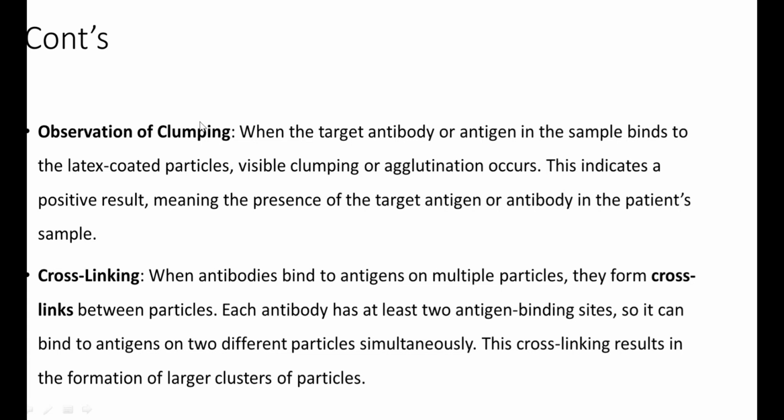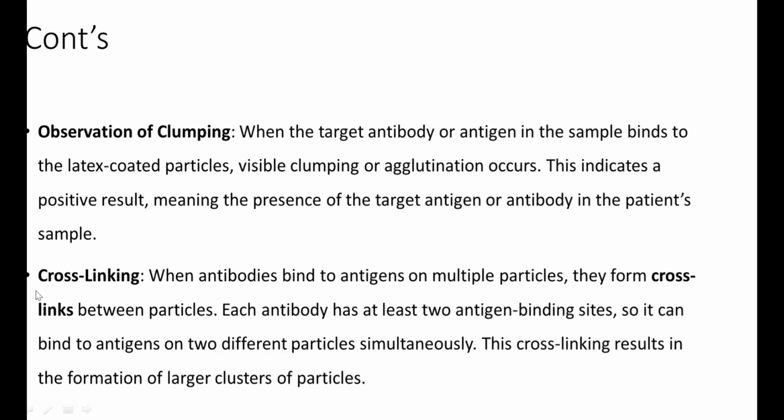The third step is the observation of the clumping. After antigen and antibody bind in a way that causes clumping, when the target antibody or antigen in the sample binds to the latex-coated particle, visible clumping or agglutination will occur. This indicates that the patient has the target antigen or antibody. That is the third step, where we see the clumping based on the antigen-antibody interaction.